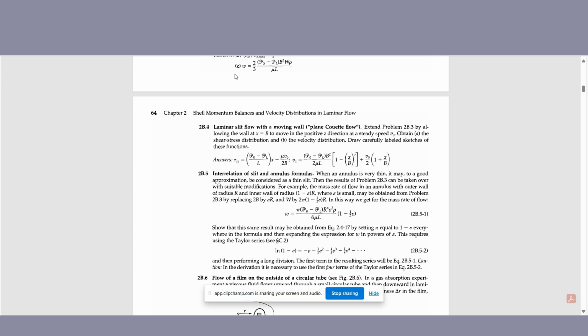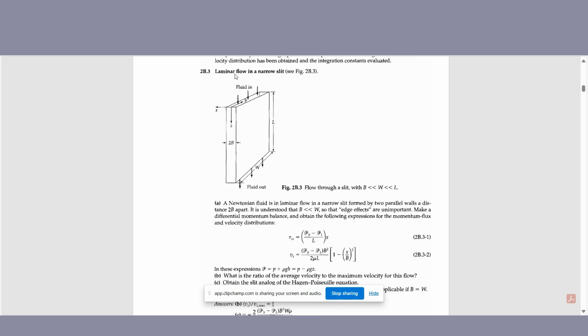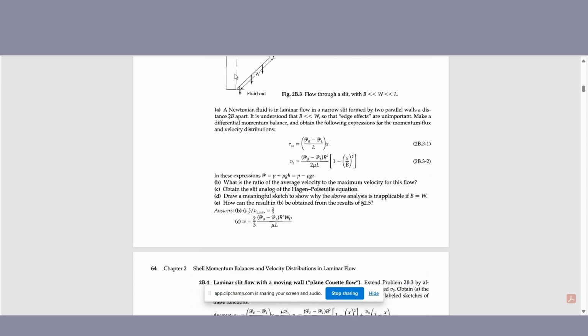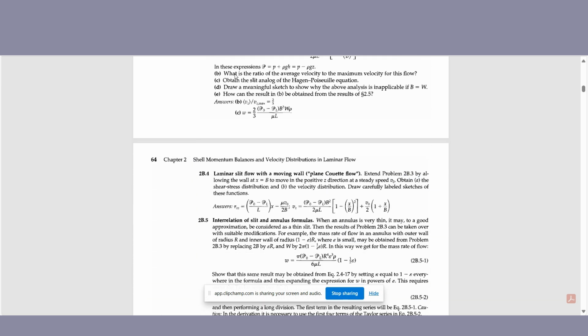All right, this is a review of problem 2B.4. It's basically just a continuation of 2B.3 with one minor difference. So you might want to go back and watch that video for parts of it. It's basically just 2B.3, but you change one boundary condition: allowing the wall at x equals b to move in the positive y direction at a steady speed v0.